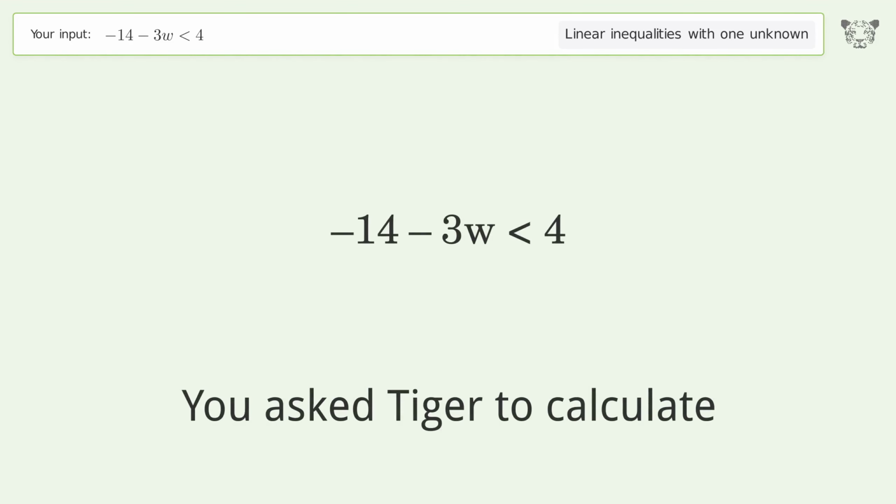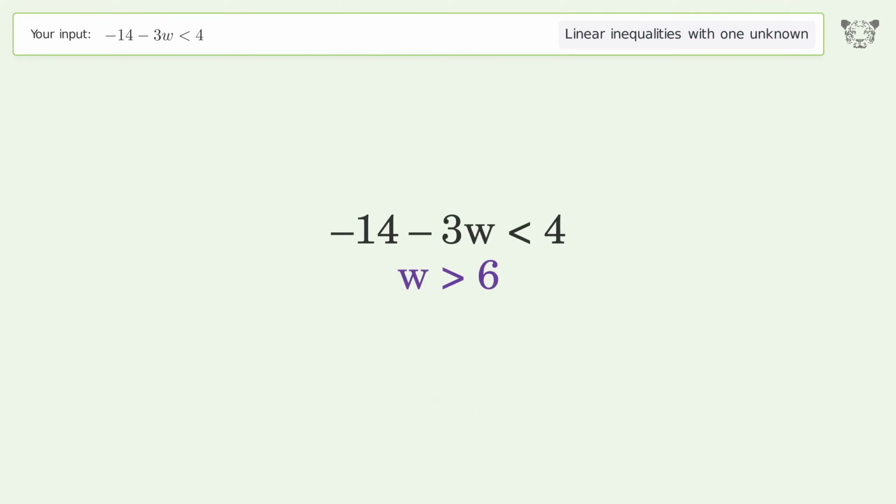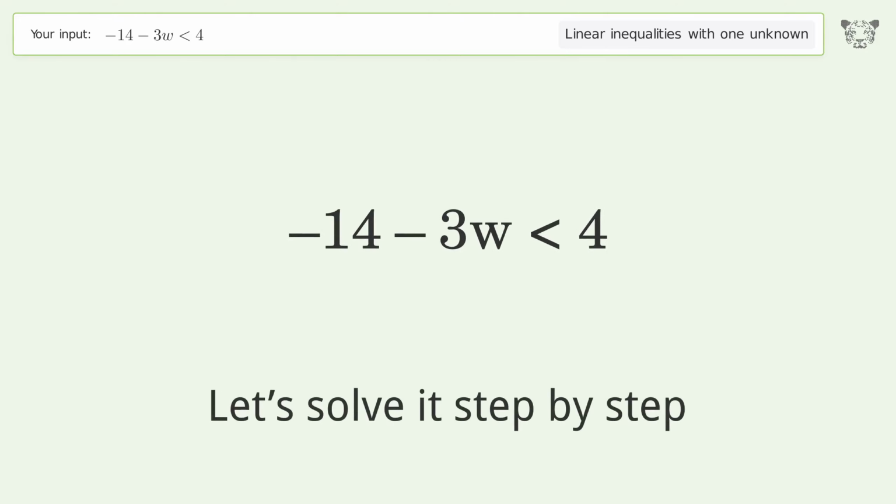You ask Tiger to calculate. This deals with linear inequalities with one unknown. The final result is w greater than -6. Let's solve it step by step.